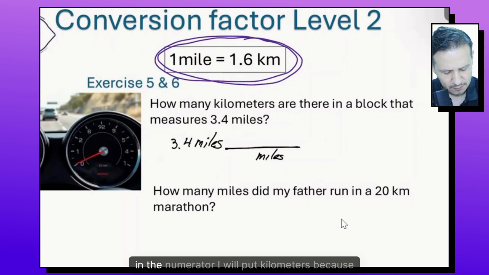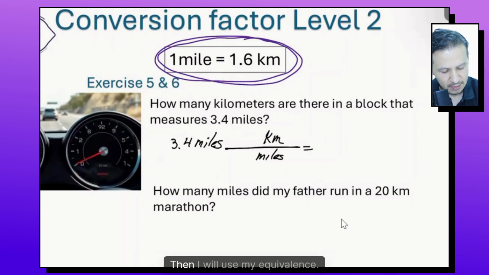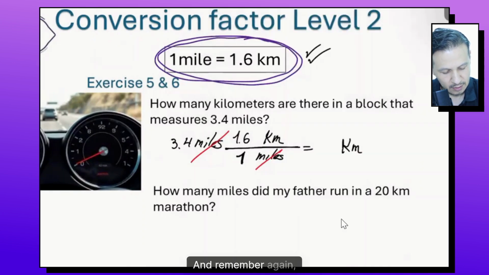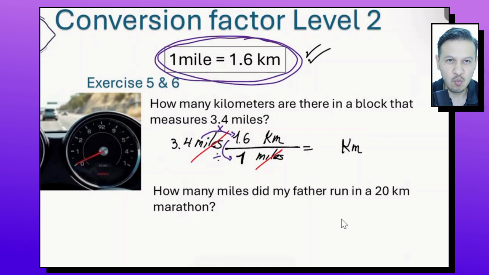Let's continue. In the numerator, I will put kilometers because that's the unit that I am looking for. Then I will use my equivalence: 1 mile is 1.6 kilometers. So I am canceling the unit, miles and miles, and my answer will be in kilometers. And remember, again, I will multiply times the numerator. Once I have the answer, I divide by the denominator. In most cases it is 1, but in some others it is not 1, so you need to be aware of that.